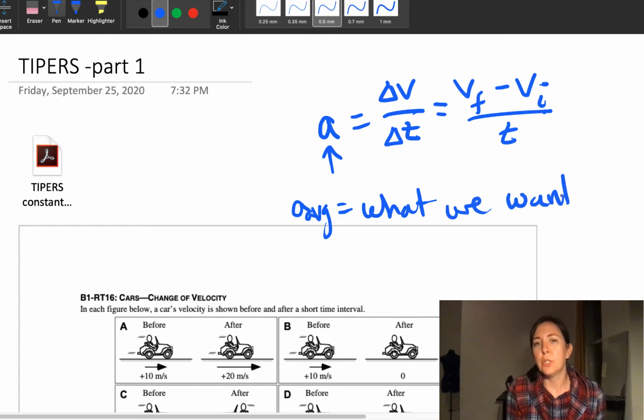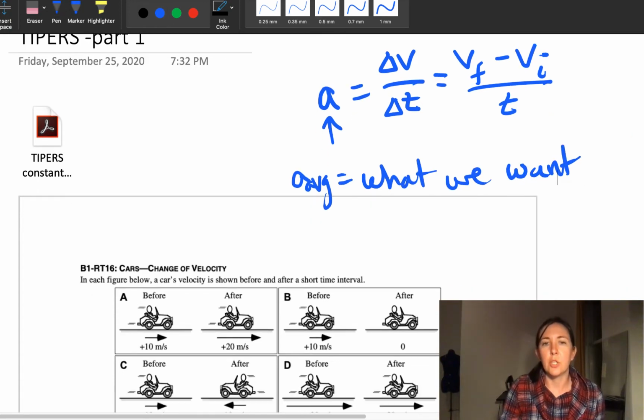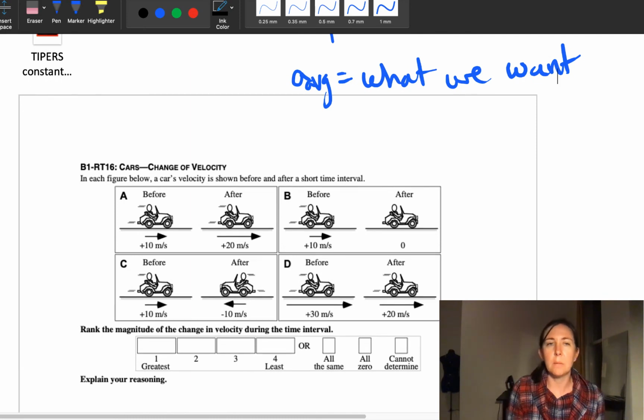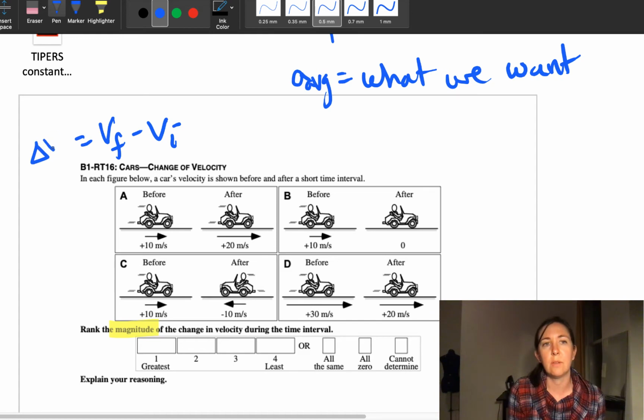So the first question is just talking about a change in velocity, ranking the magnitude. Remember, magnitude is just the size, so we don't care about it being positive or negative. Again, make sure that you do velocity final minus velocity initial to find that change in velocity.